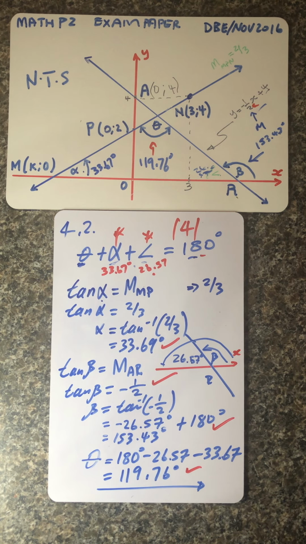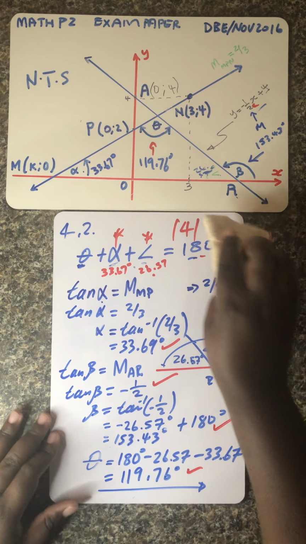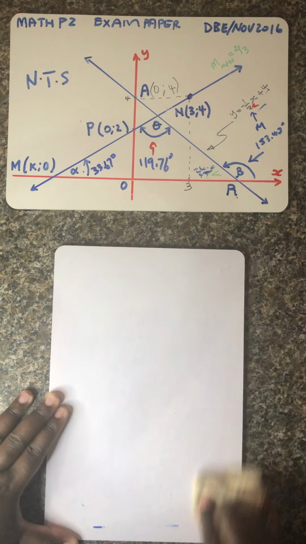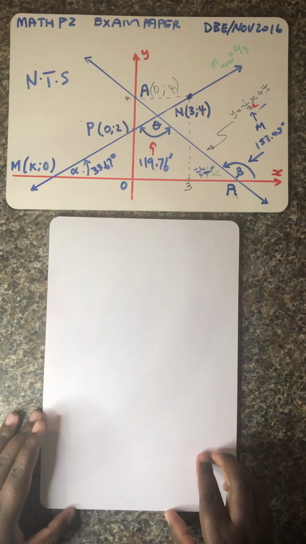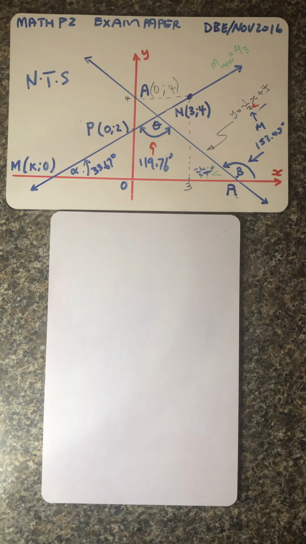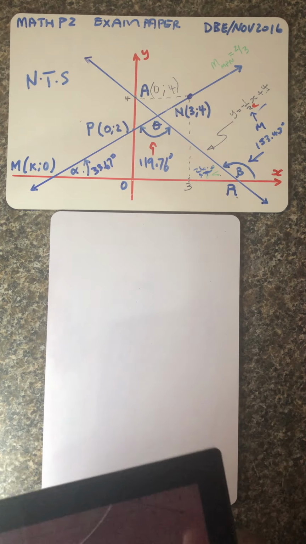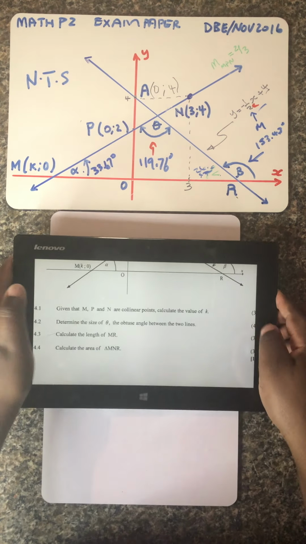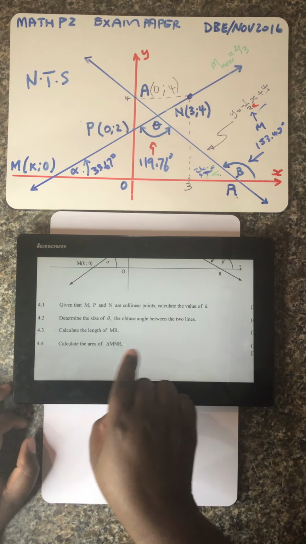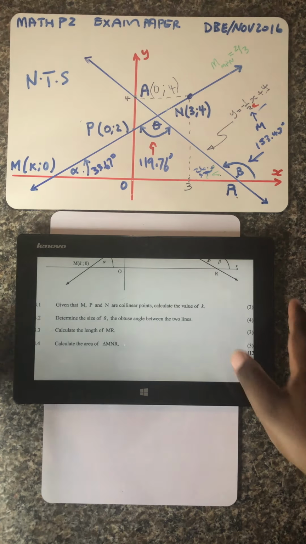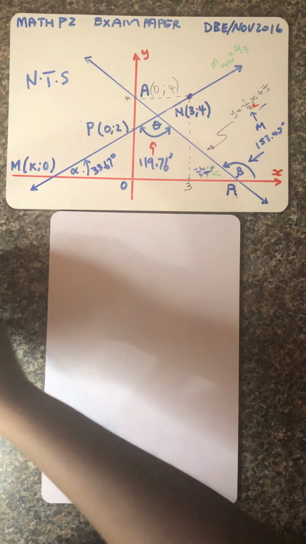So now let's move to the next question. Okay guys, so now let's move to question 4.3. I'll just quickly, okay. There, if you can see, question 4.3 says calculate the length of MR. Okay, so it shouldn't be a complicated question.